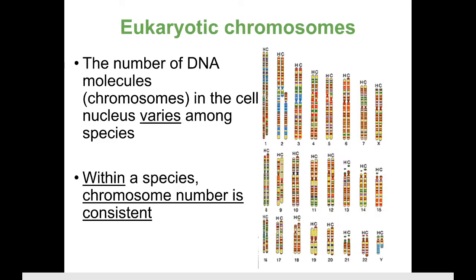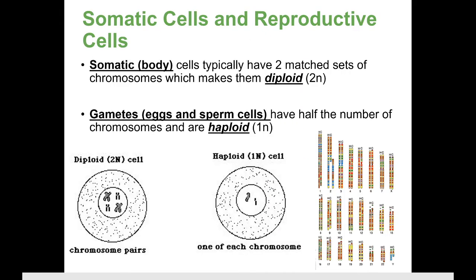Then we talked about how we make chromosomes. We talked about the number of chromosomes and how they vary among species, but they're consistent within a species. So we talked about cats and dogs having vastly different numbers of chromosomes. Dogs with 78, cats with 38. However, all dogs have 78 and all cats have 38. So they're consistent within a species, but they vary among species.